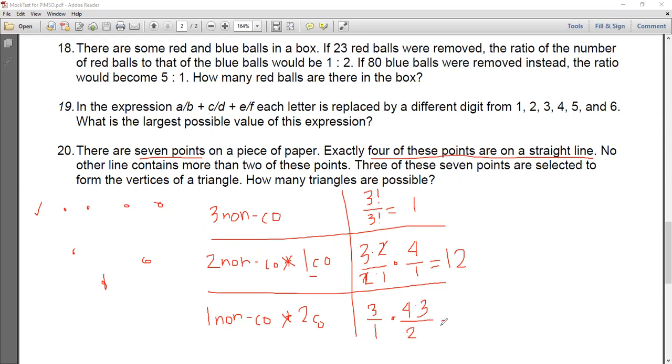So solving for this will be equivalent to, wait, 3 taken 1. So this will be 3 times 6. So this is 18. Adding the numbers, 18, 1, 12, and 18, and we will get 31 triangles.